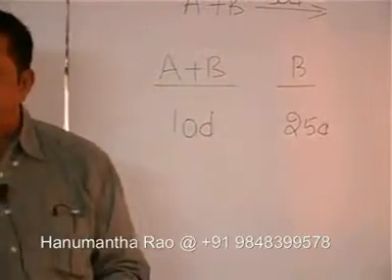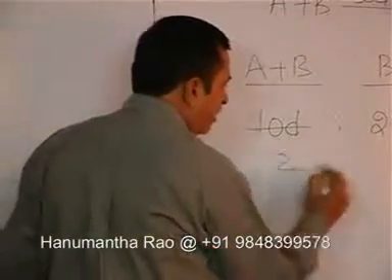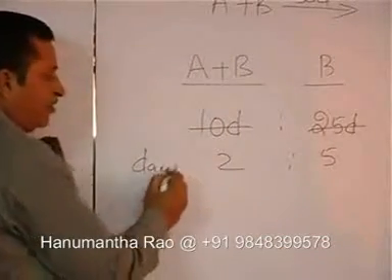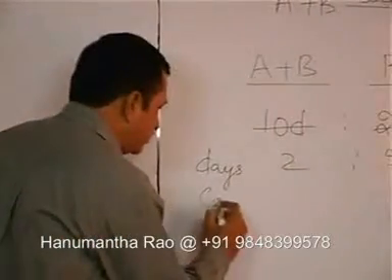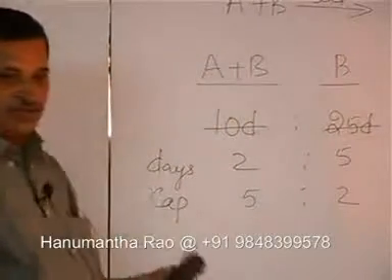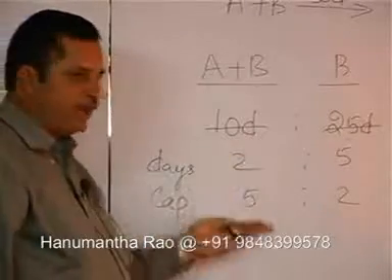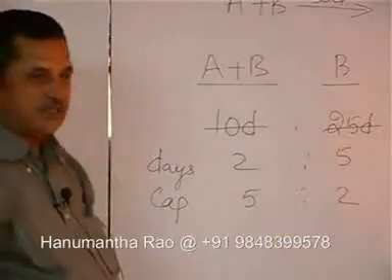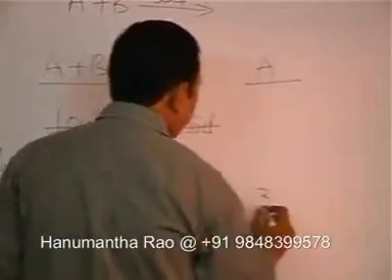Work is constant here. When the work is constant, number of days ratio is 2:5 here. When the number of days ratio is 2:5, then the capacities ratio will become how much? 5:2. A and B are working with 5 capacities. B is working with 2 capacities. Therefore, the capacity of A is 3.